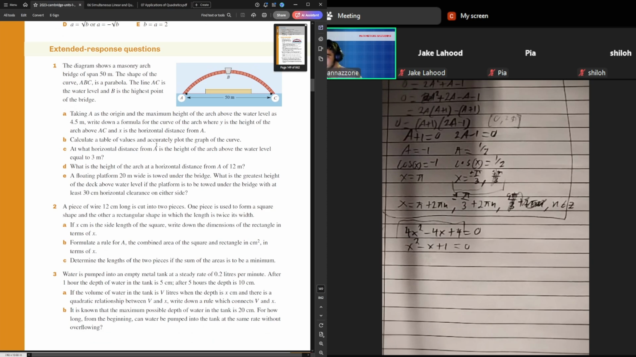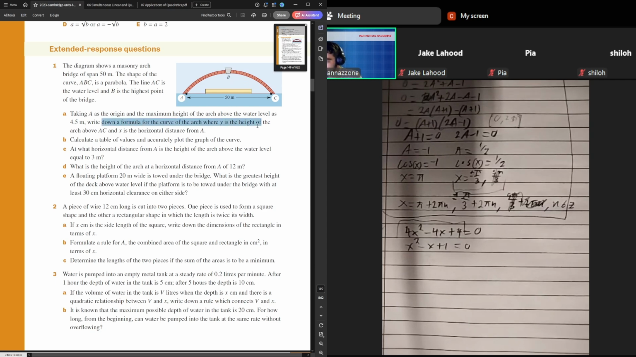Okay. Let's have a look at some extended responses. So, we've got an arch. It spans 50 meters. The shape of the curve is a parabola, so that part of the bridge is a parabola. This is our water level. B is the highest point, so you can think of that as your turning point of the parabola. A is going to be the origin in this case, and we're told the maximum height above the water level is 4.5. So if this is the maximum height, the highest point, then this is going to have a 4.5 associated with it.